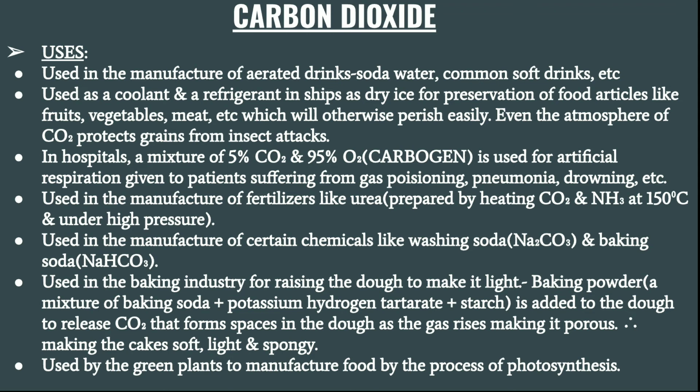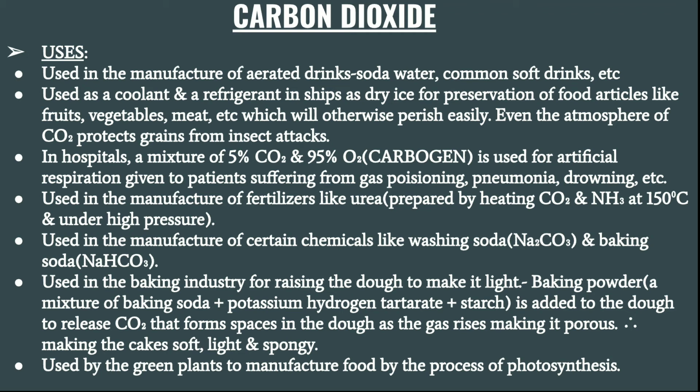Then it is used as a coolant and a refrigerant in ships, for preservation of food articles like fruits, vegetables, meats, etc., which will otherwise perish easily. Even the atmosphere of carbon dioxide protects grains from insect attacks. So in the form of solid dry ice, it can protect fruits and vegetables, and in the form of carbon dioxide gas, it can protect the grains from insect attacks.